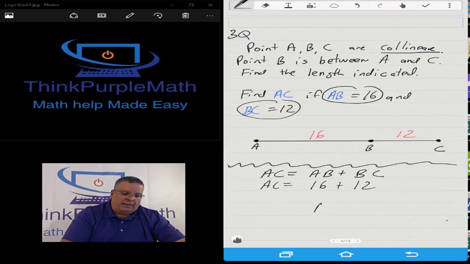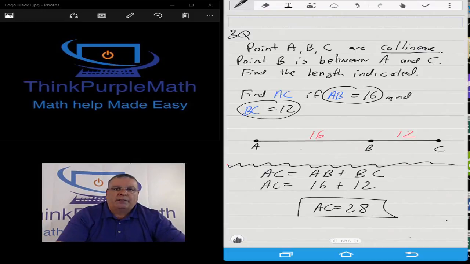We do some mental math. We find that AC is 28 units. So in some ways, with the segment addition, you have to subtract part of the segment off to get the remaining piece that you're looking for. In this case, we're actually adding the two sections. So 28 is your final answer.